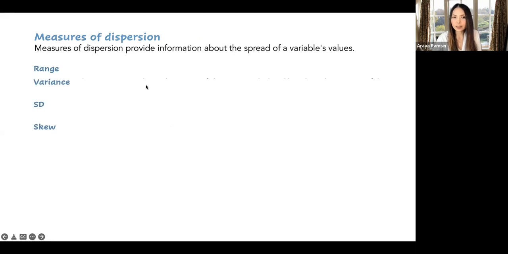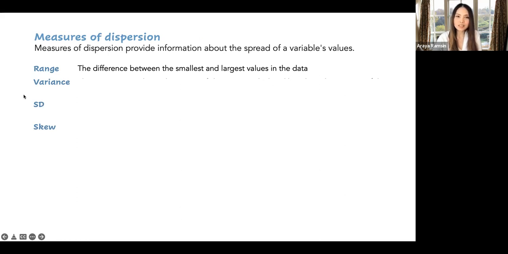Okay, move on to the second type of descriptive statistics, which is measures of dispersion. So what does it mean by that? Measures of dispersion provide information about the spread of a variable's values. We have range, variance, standard deviation, and then skew. So look at range first. What does it mean by range? Range refers to the difference between the smallest and largest values in the data.